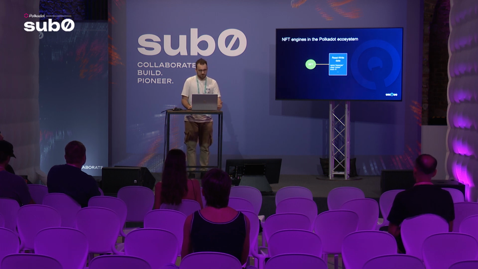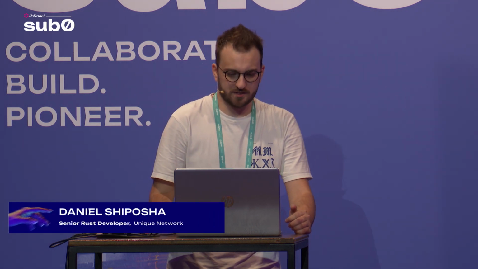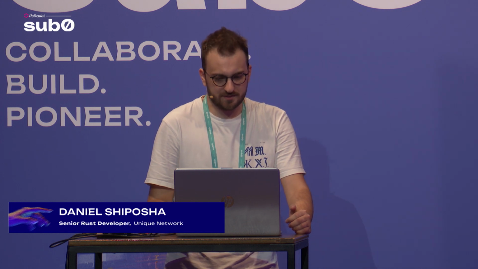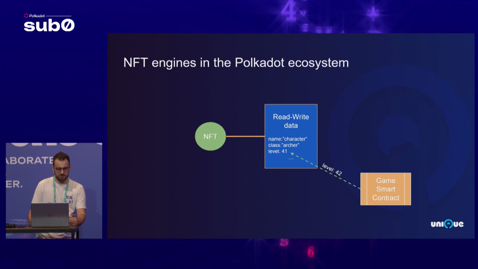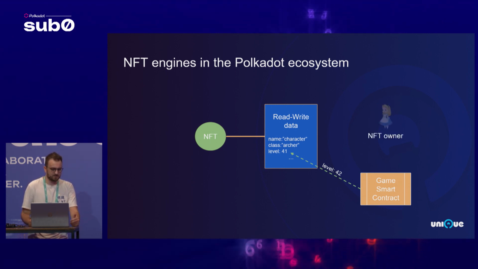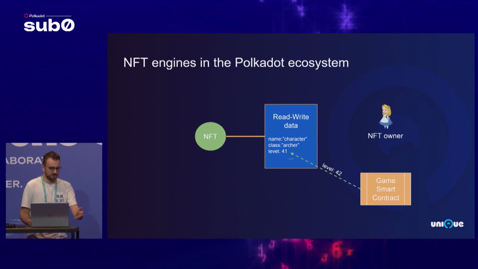Because it is the whole point of an MMO game to make progress and increase your character's level by achieving some in-game goals. So only this game smart contract should be able to change the level attribute. It will increase the character's level when some in-game conditions are met. Also, it would be lovely to be able to change the character's name. The access control system of an NFT engine could provide such permission to the NFT owner, say, Alice. And now she can set her character's name correspondingly.